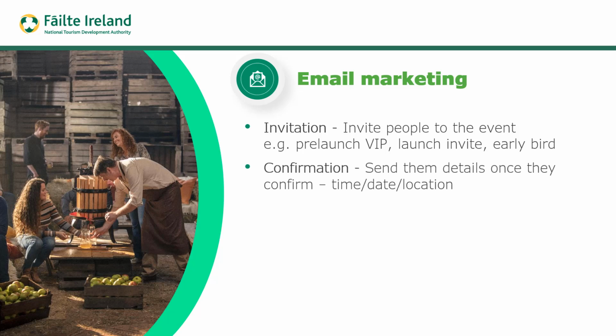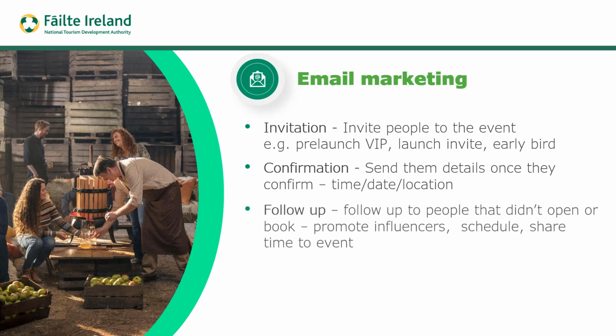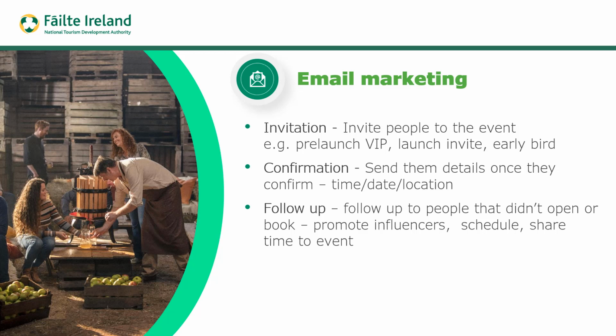Confirmation. When someone signs up to your event, you want to automatically send them a confirmation email with details of the event. If you're using event software, you can automatically set this up so they get details, and they generally provide an option for the person to add this event to their calendar. Follow up. This is a range of emails to people that didn't open previous emails or opened the email but didn't register. You might follow up with details of what's happening at the event, information on how many people are excited about going to the event, or maybe information about influential people that will be at the event.